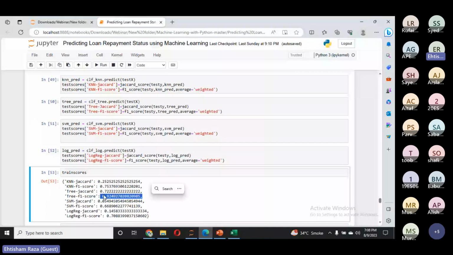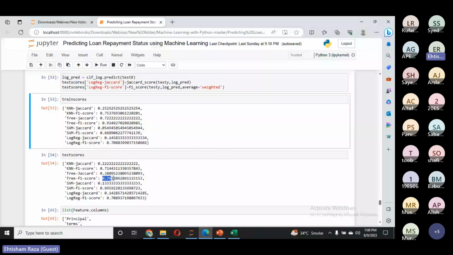No, this is the training score. The training score was 0.92 and the testing score is 0.76. Yes, because the test data set is the unseen data set, and your model may always have a lower test score as compared to the training score. So yes, it will be low.